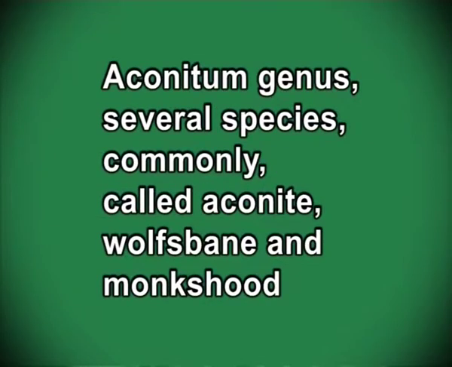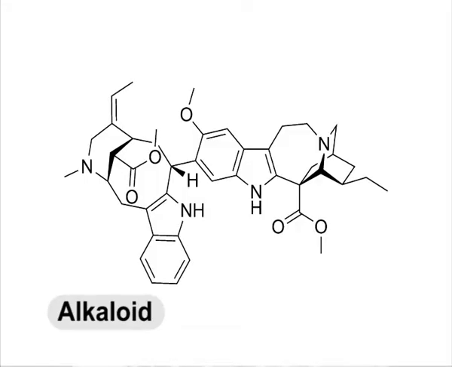Aconitum genus, several species commonly called aconite, wolfsbane and monkshood. All parts are poisonous. The poison is an alkaloid called aconitine, which disables nerves, lowers the blood pressure and can stop the heart. Even casual skin contact should be avoided. Symptoms include numbness, tingling and cardiac irregularity.